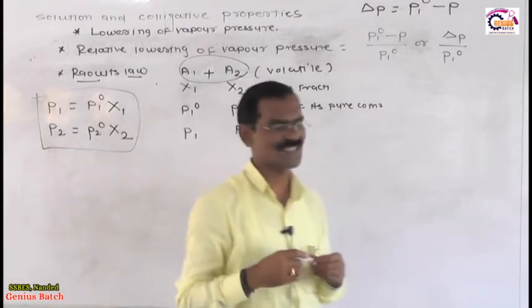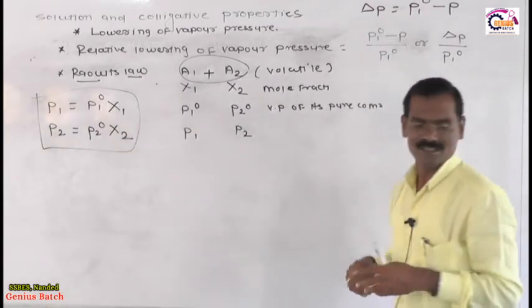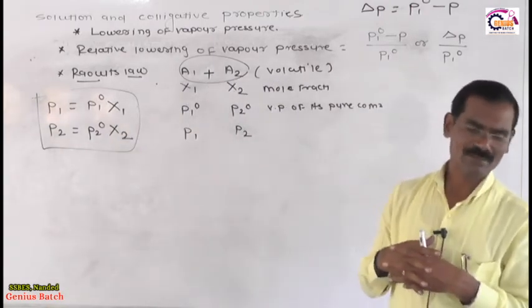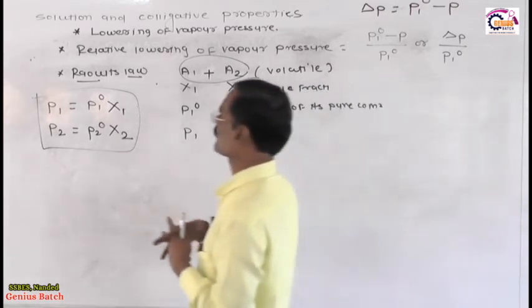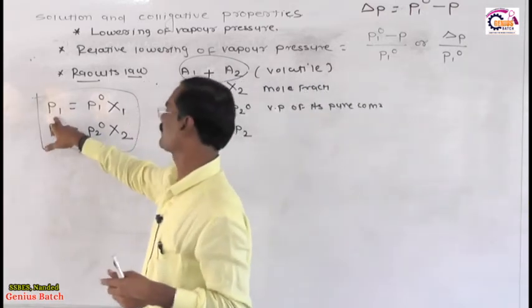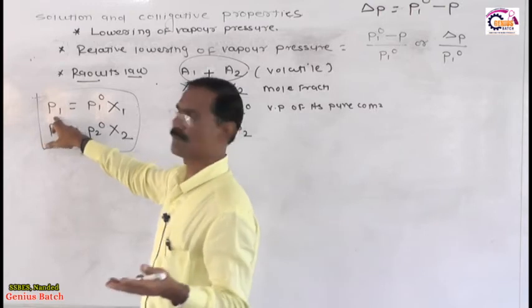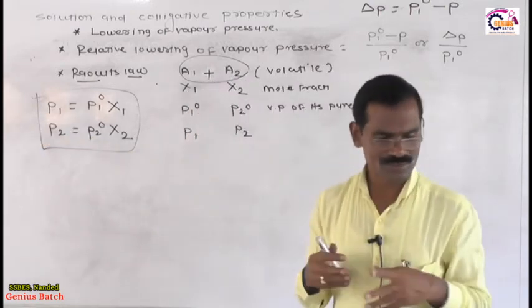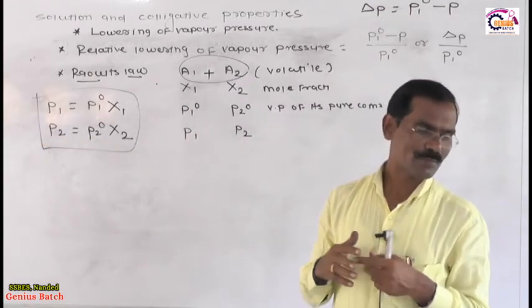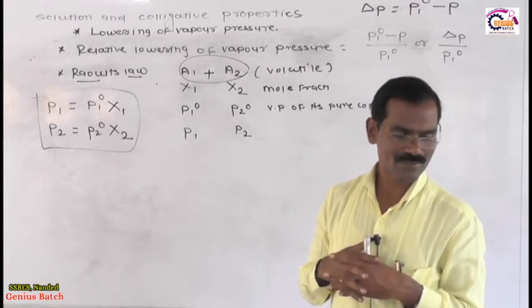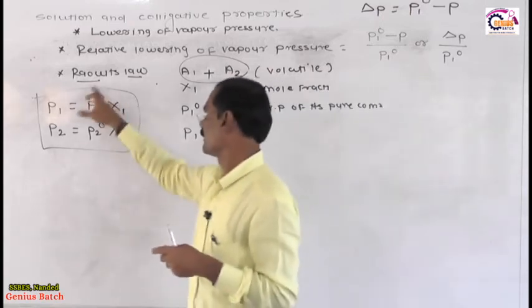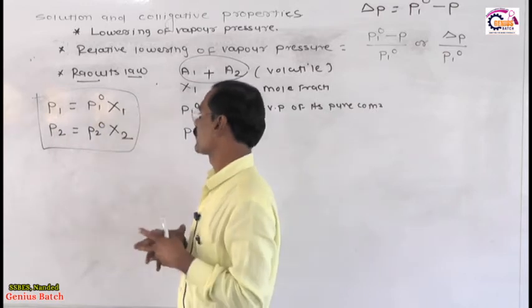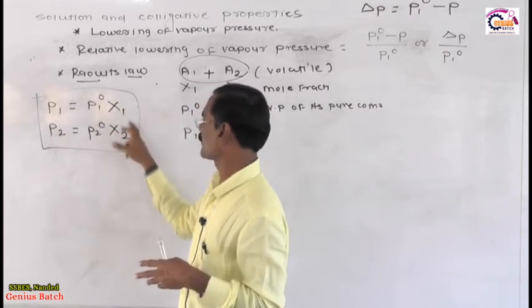So what Raoult's law says, once again listen very carefully. The law says that the partial vapor pressure of any volatile component of a solution is the product of the vapor pressure of that pure component and its mole fraction, or the product of vapor pressure of the pure component and what?